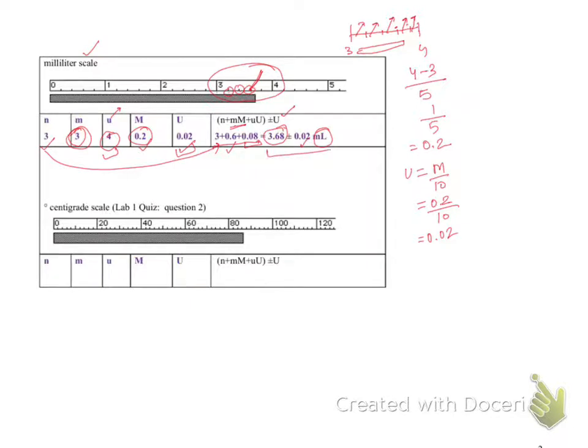So again, what does that mean? Plus minus 0.02. If I subtract, I'm getting 3.66. If I add, I'm getting 3.70. That means for this measurement, if the students are reporting any number between 3.66 to 3.70, that will be correct. So this is the centigrade scale temperature, and so you have to do the same thing, find the measurement, and that will be your lab 1 quiz question number 2.